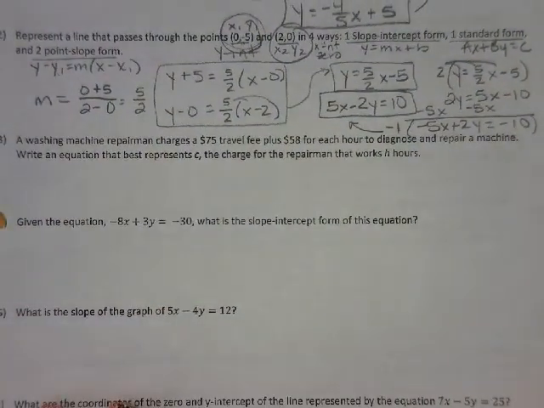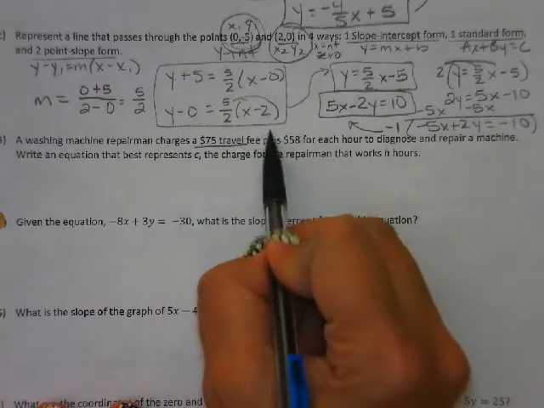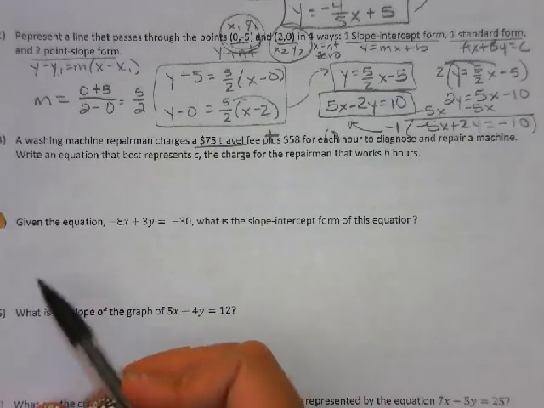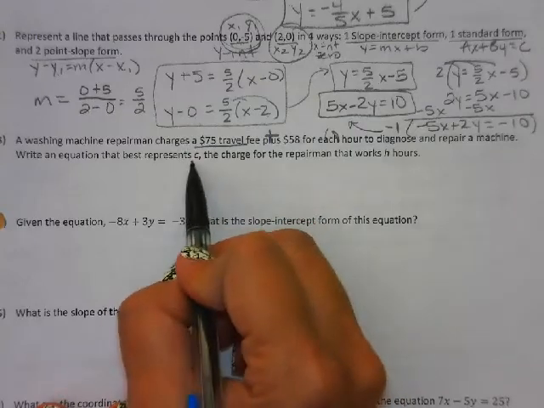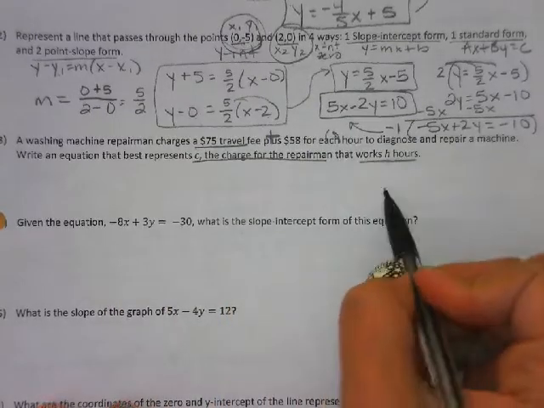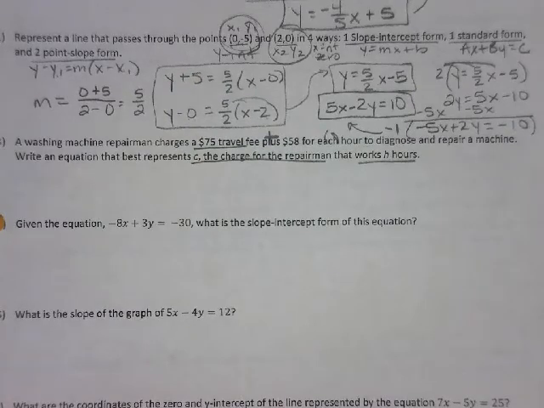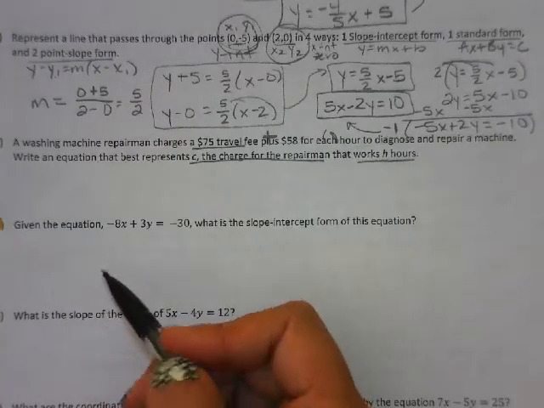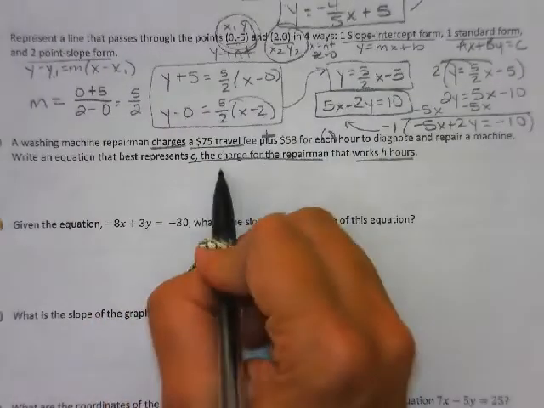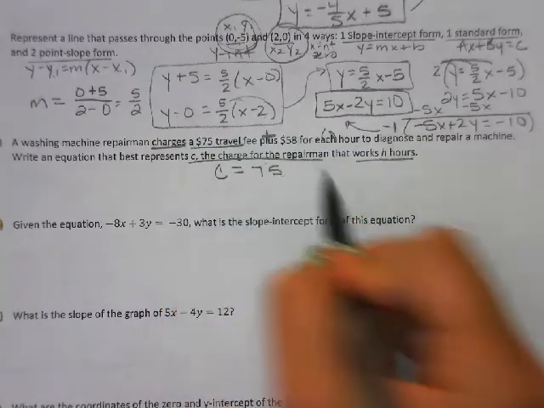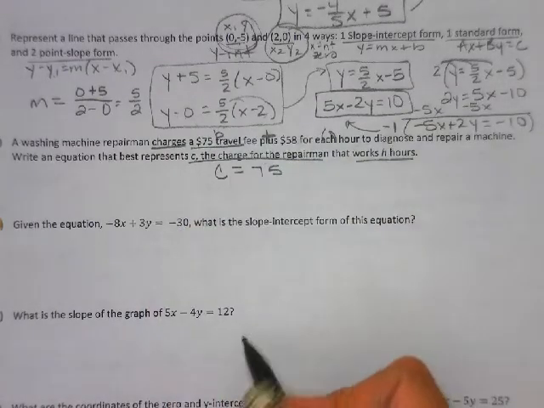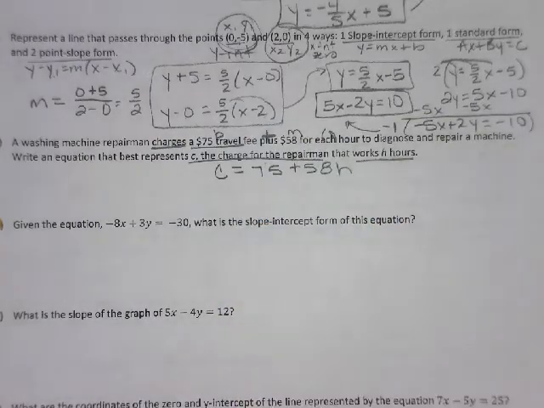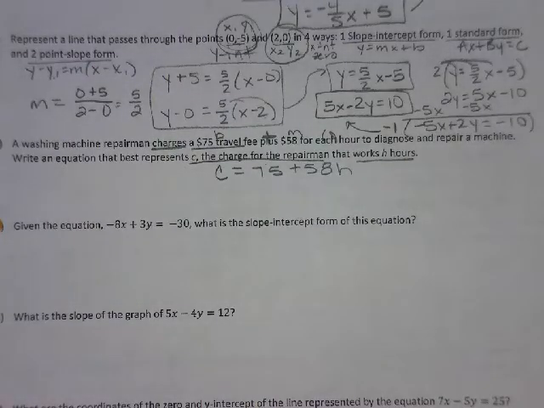A washing machine repairman charges $75 travel fee plus $58 for each hour. Each is a multiplier word. To diagnose and repair a machine, write an equation that represents C, the charge for the repairman for H hours. So we're not using X and Y here. You can start off with X and Y as long as you replace with the appropriate variable. So it says he charges, so that's going to be C equals 75. He's only charging that 75 once, so that's our B. 58 is going to be our M, 58 each hour. And all you needed to do was write that equation.